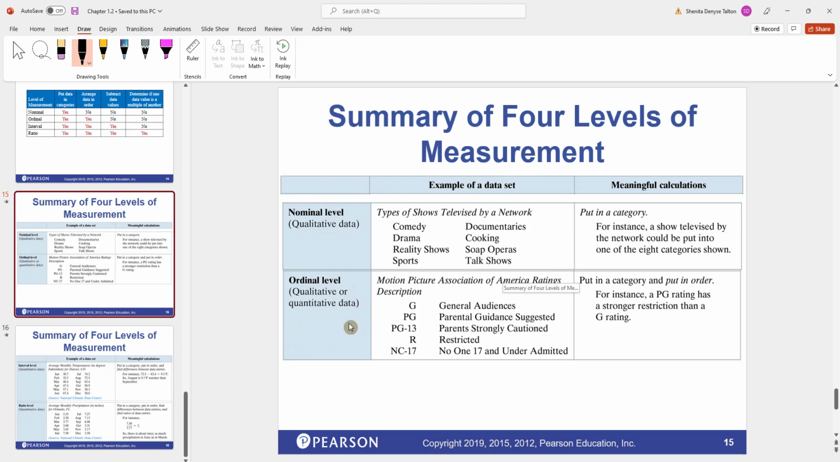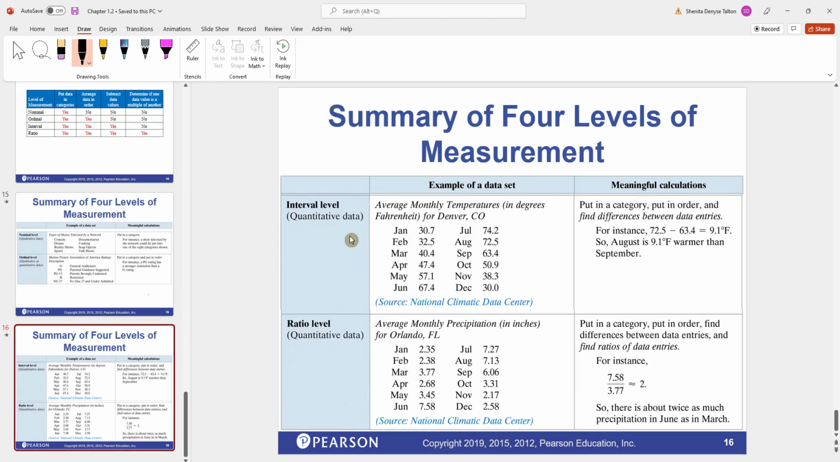The next one is an ordinal level. This pertains to qualitative or quantitative data. And this one talks about the Motion Picture Association of America ratings description. So you can put these in order. You can put ratings in order. So for instance, a PG rating has a stronger restriction than a G rating. So that would be ordinal. When I think of ordinal, I think of order.